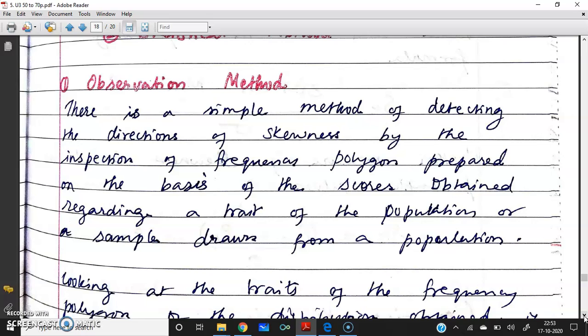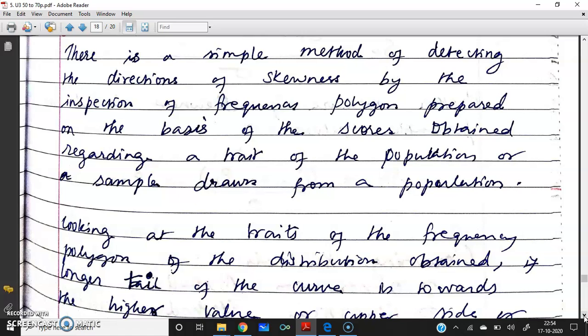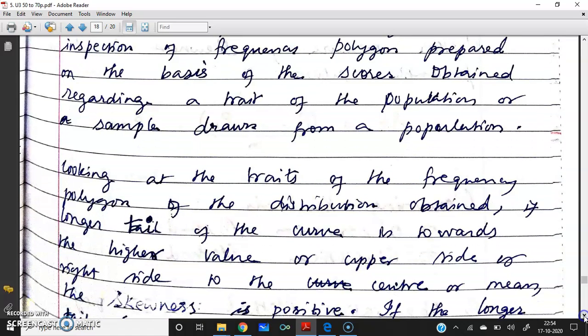There is a simple method of detecting the direction of skewness by the inspection of frequency polygon prepared on the basis of the scores. So using the scores, you can prepare the frequency polygon, and if you draw the curve, you see which direction it is bending, maybe left side or right side. Using that, you can find the skewness.